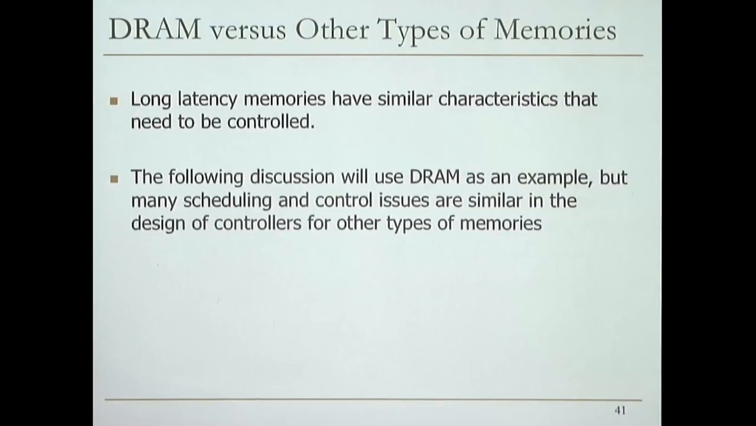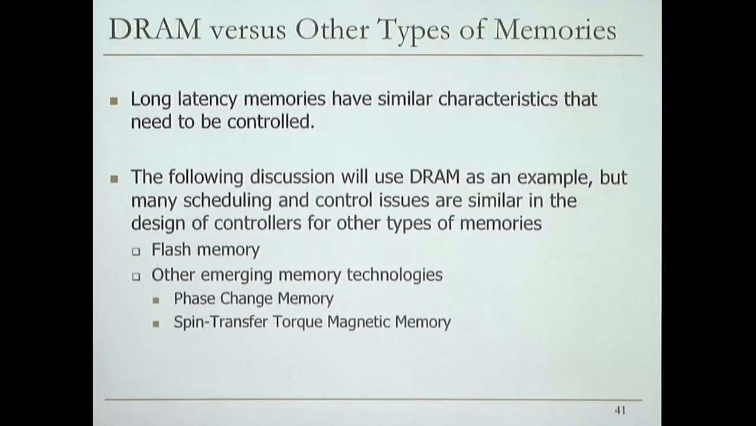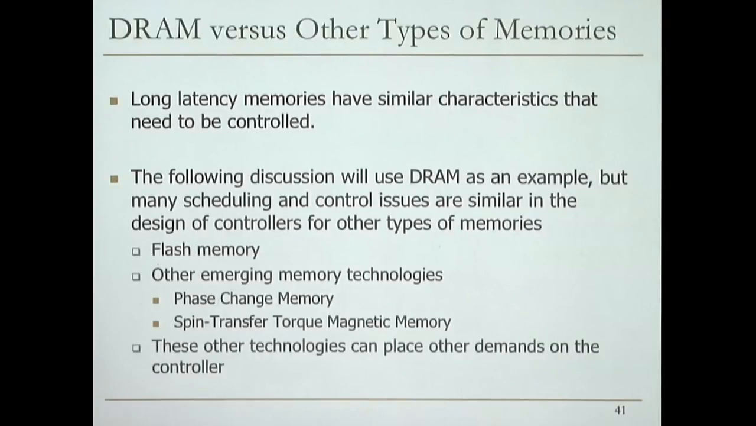So clearly, we are not going to be able to cover all of the different controllers in the world. But we will cover DRAM in a little bit more detail. But flash memory is important, and it has controllers also. And I'll give you glimpses as to how it can be controlled. And there are other emerging technologies which we will cover in a separate lecture. But we won't talk about the design of the controller in a lot of detail in those cases, because a lot of the principles that we will describe today will apply to a lot of these different memories. So phase change memory, spin transfer torque MRAM, and these other technologies can place other demands on the controller that may be different.